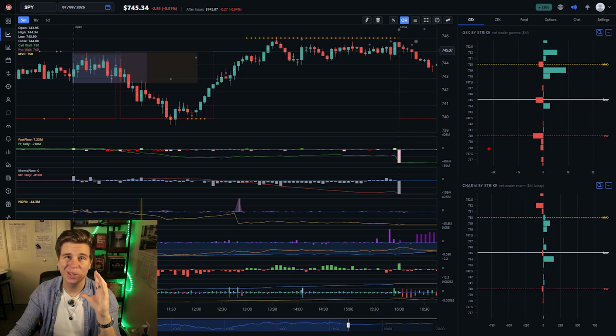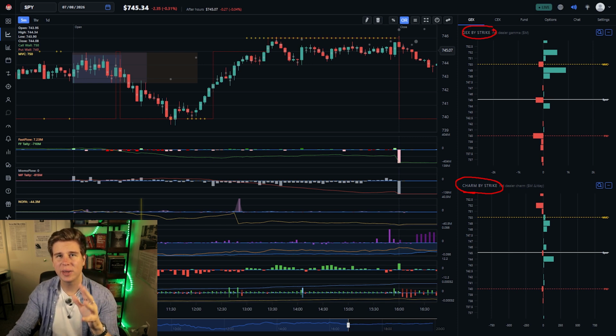Now it is time for sex, and get your mind out of the gutter. I obviously mean charm exposure or charm by strike. Now, while gamma, which we have right here, measures how much delta changes based on the move in the underlying, charm measures how much delta changes based on time passing. But what the heck does delta changing with time even mean?